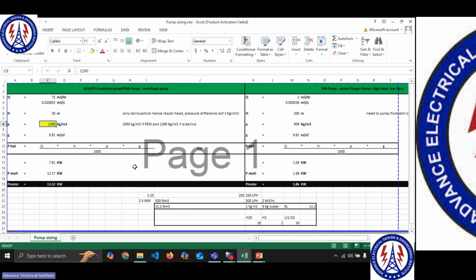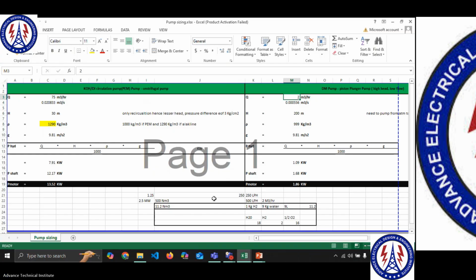Now, density, we know, right? This is the density of alpha. Gravity, we know. Just put in the equation Q into H into rho into G. Just understand that this Q is in meter cube per second. Now, do the calculations, you will arrive at the motor power. Same for this one. Now, for this one, first we need to estimate how much flow should be there.